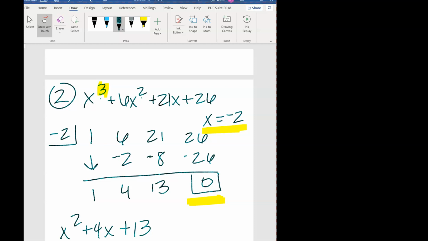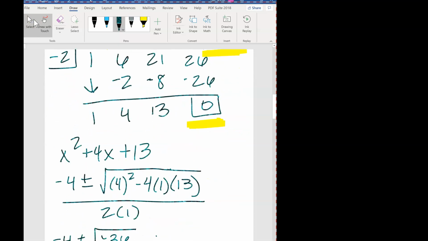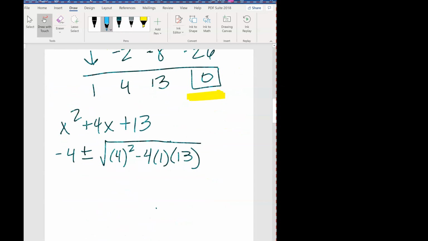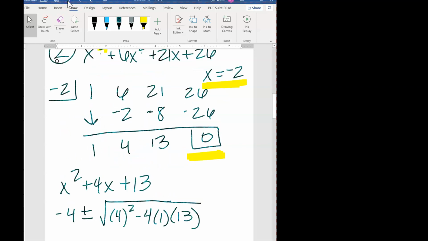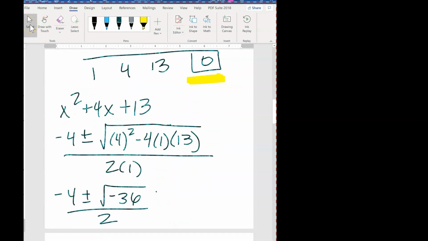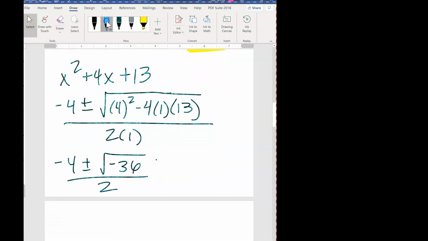Now, 36 is a perfect square. The square root, so we're going to come, I love my side thoughts. Whoops. Oh, undo. I don't know what just happened, guys, so let's redo it. That's going to be over 2 times 1. And then I've got negative 4 plus or minus the square root of negative 36 over 2. All right, so 36 is a perfect square, okay?